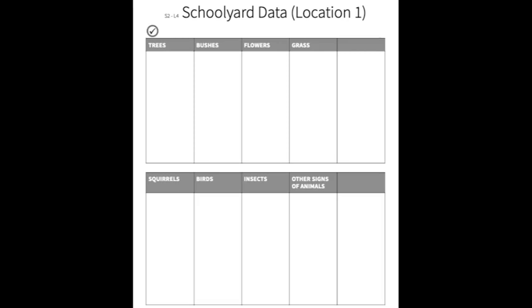If going outside is not an option, lead the same activity using the Life in a Fence Row poster included in your mySci kit. Have students use the poster to collect and tally data about what lives on the fence row.